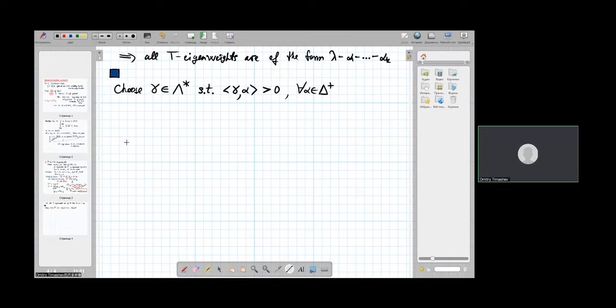Let me remind you how you choose positive and negative roots. When you have a root system, this is a finite collection of vectors in the character lattice of T. Say this one, this one, this one, and the opposites.